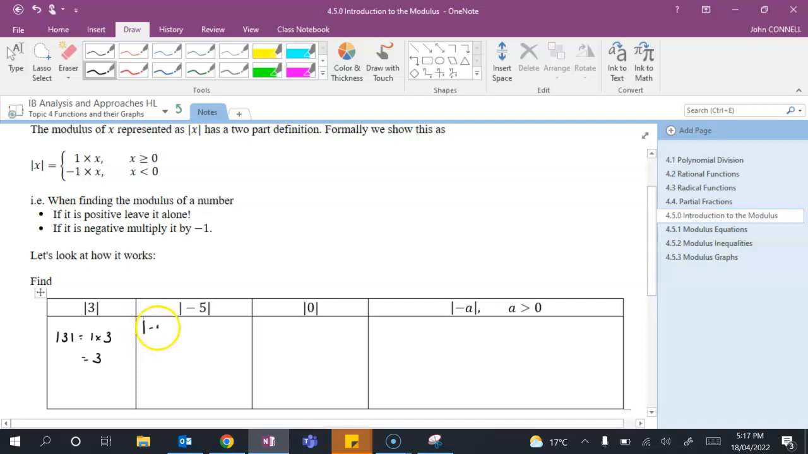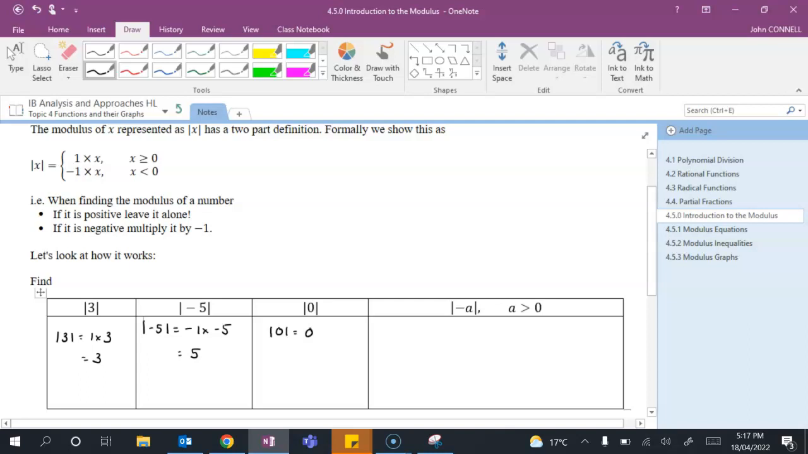Now, it's when it's negative that something happens. So the modulus of negative 5, now negative 5 is a negative number, so we're going to multiply it by minus 1. And so minus 1 times minus 5 is just positive 5. So what it's done is it's taken a negative number and it's made it positive. Okay, let's have a look. Modulus of 0. Well, 0 is part of the bit where we leave it alone, so it's just 0.